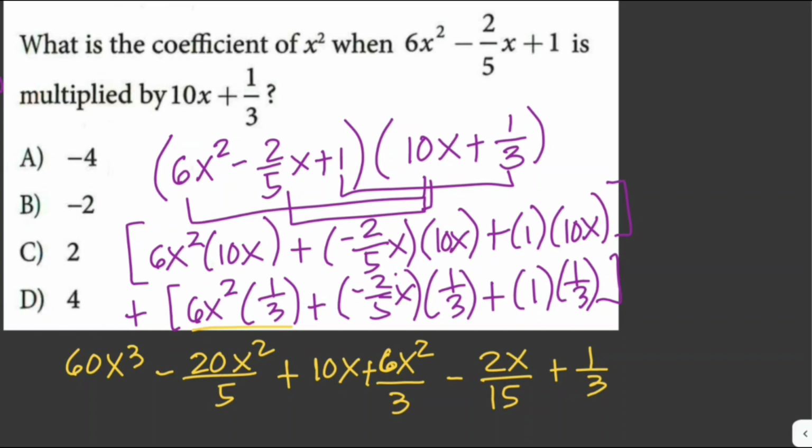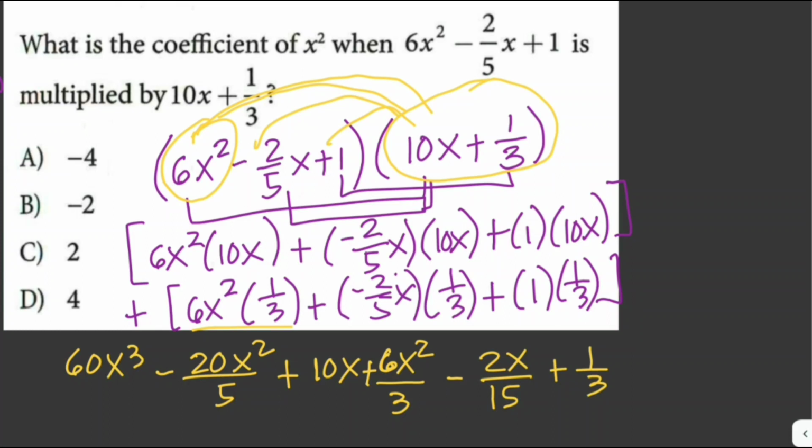What I did here is I multiplied each of the terms of the first expression to the first term of the second one, like that. But you can always multiply the first term of the first expression or factor by the entire second factor or second expression.